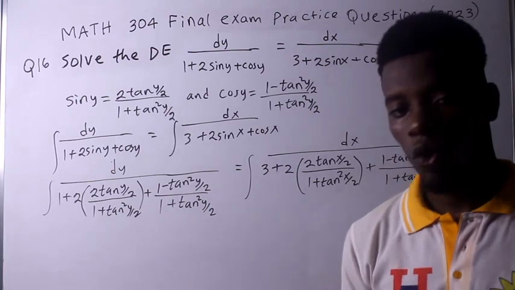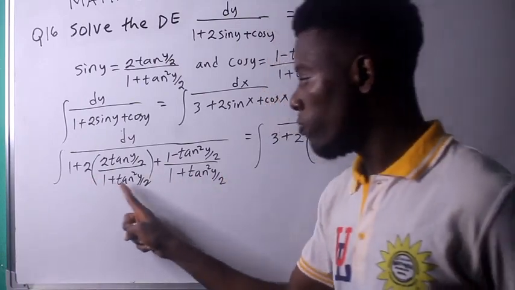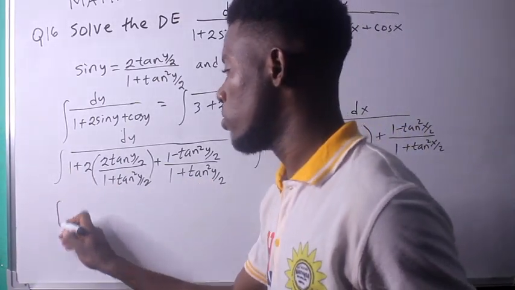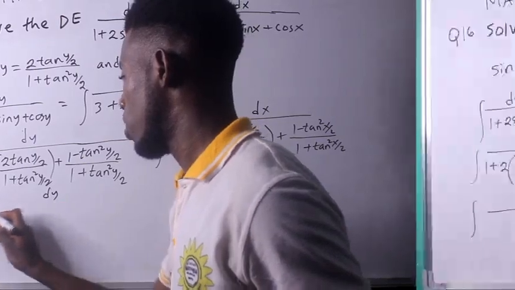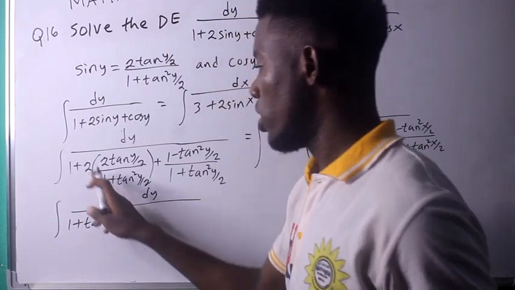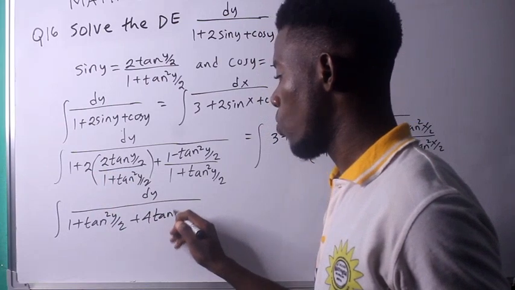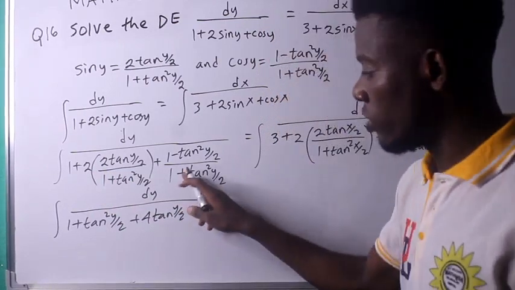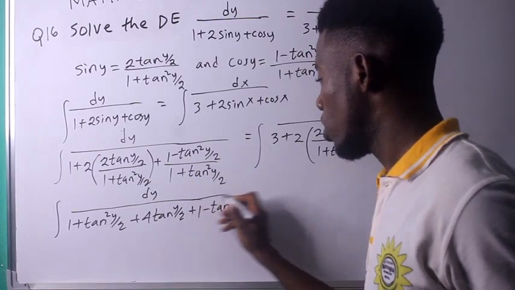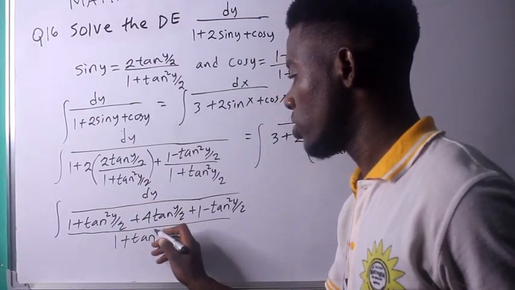Once we've done this, we'll go right ahead and simplify. The least common denominator for this entire expression is 1 plus tangent square y over 2. So I'm going to multiply this by this. I'm going to have the integral of dy all divided by 1 plus tangent square y over 2, and then plus 2 times 2 is 4 tangent y over 2, plus, and this is going to cancel out obviously, so it's just 1 minus tangent square y over 2, all divided by the least common denominator, which is 1 plus tangent square y over 2.